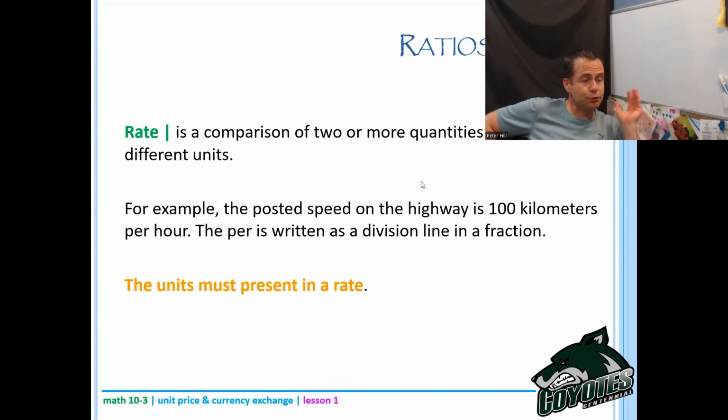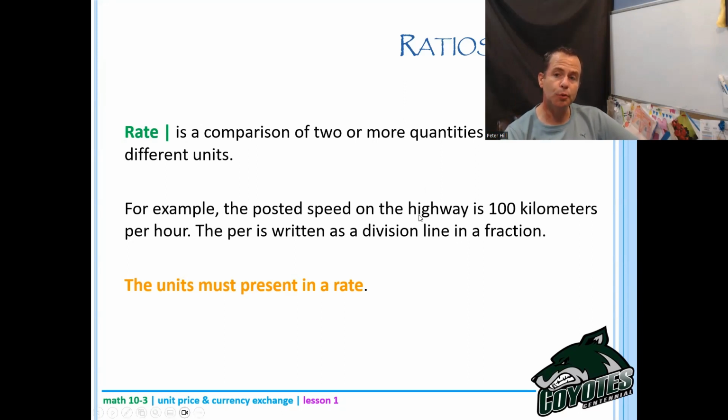Okay, if you're traveling on the highway, you're traveling 100 kilometers an hour, probably, maybe 110. Maybe if your parents have a speeding problem, you're going 130. I don't know. But anyway, whatever the speed is, you're going 100 kilometers per hour. So there's 2 different units there. We're talking about the kilometers that we're traveling and then the time, the hours that it takes us to travel at. So a rate is a comparison of 2 or more quantities measured in different units.